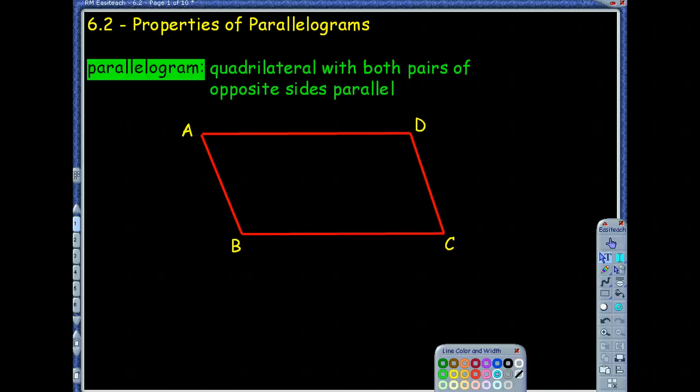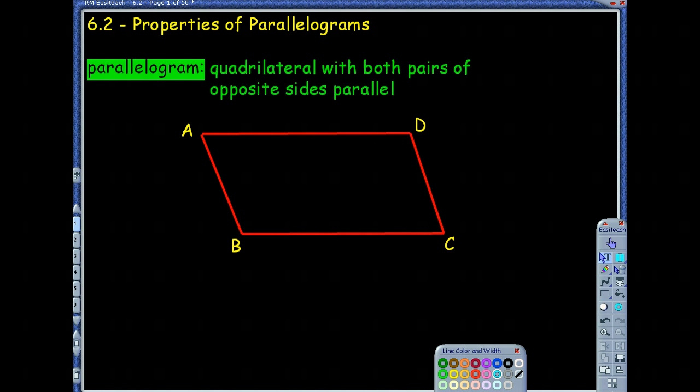We're in section 6.2 today, which is properties of parallelograms. On our last set of notes, we talked about lots of different types of polygons, and we talked about quadrilaterals a little bit. We're going to dive into a very specific type of quadrilateral today. We're going to focus on parallelograms.